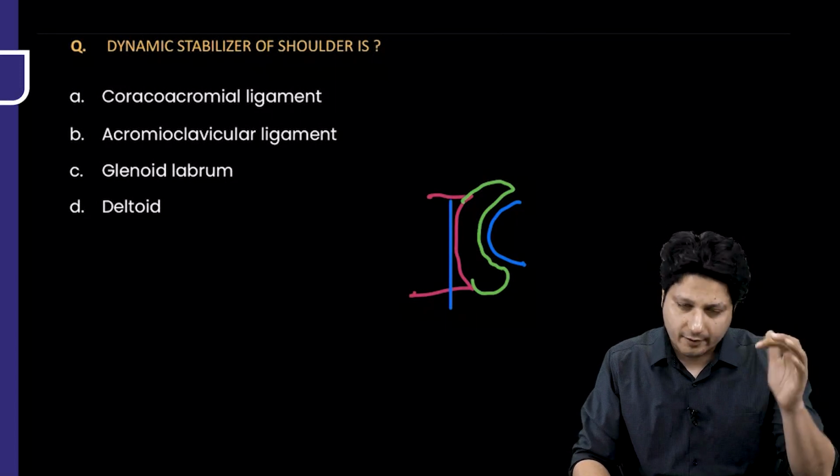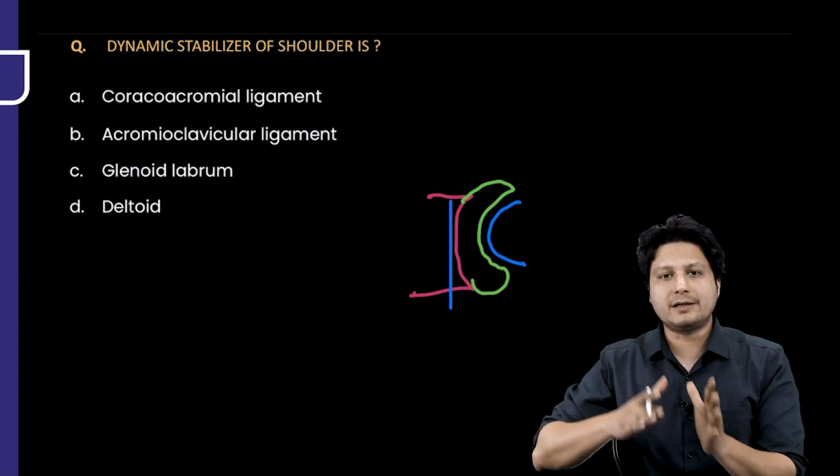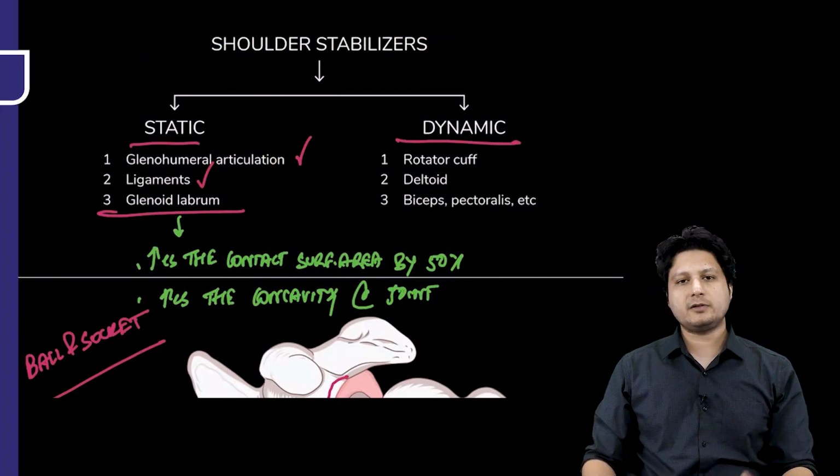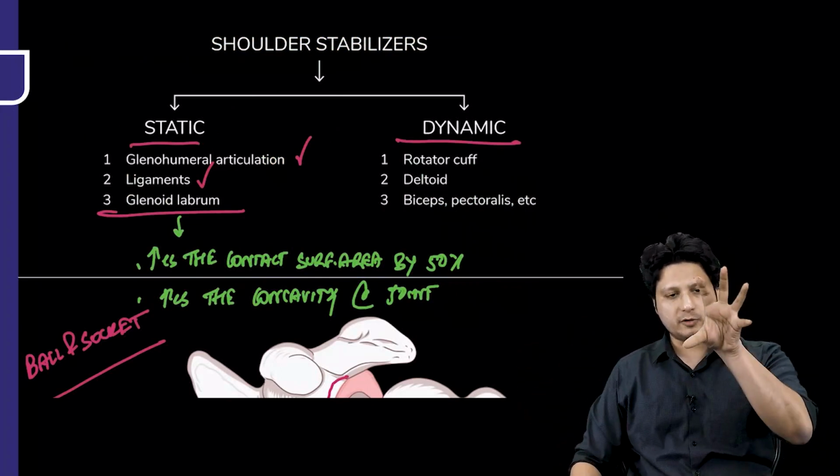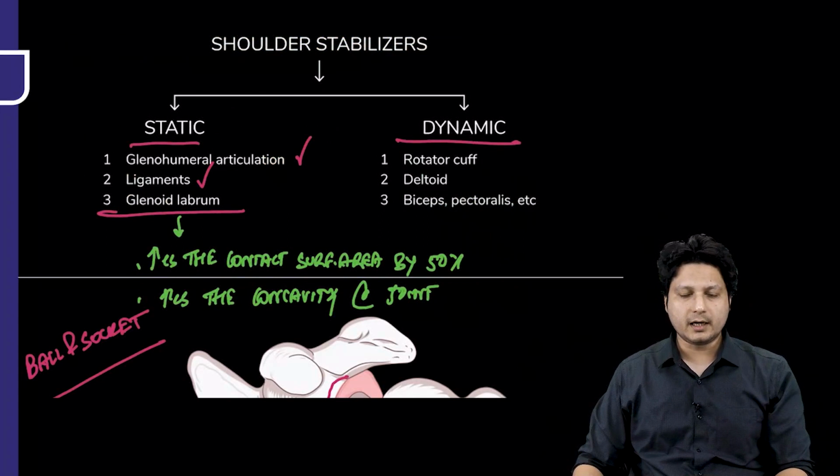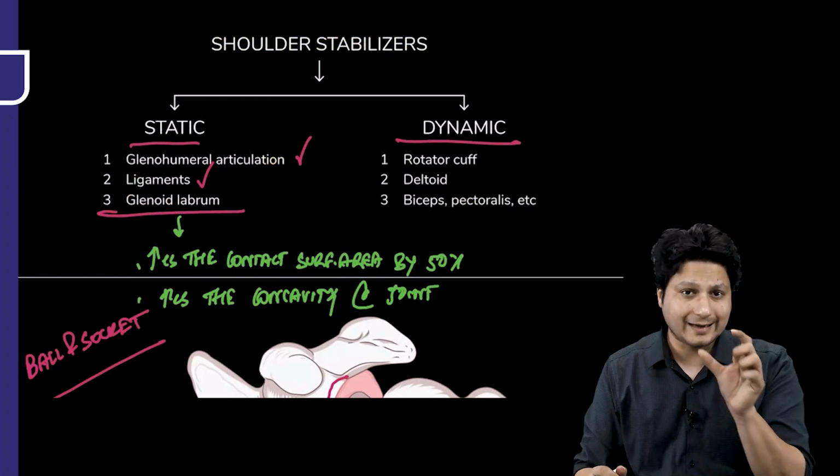Hopefully, you have understood every one of the static stabilizers. Next are dynamic stabilizers. Dynamic means during the movement, they are responsible for stabilizing the shoulder. All right. One of the dynamic stabilizers is the deltoid muscle.